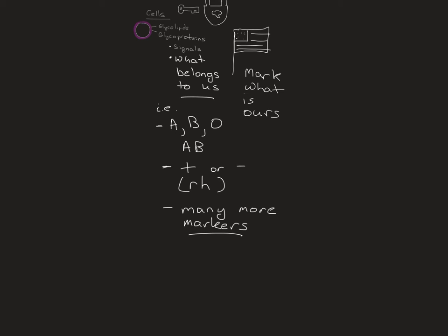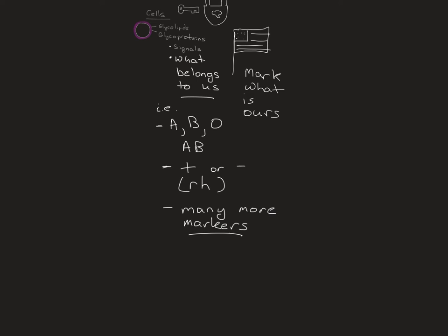So if you're going to get some kind of transplant, you need to have some very similar markers. And so to get a transplant, they have to test all these different markers that are on the outside of all your cells. Because if they're different, your cell will say, this doesn't belong to us. We've got to kill it. There are so many markers that no two people have the same markers unless they're twins. Unless you have a clone. An identical twin is a clone.